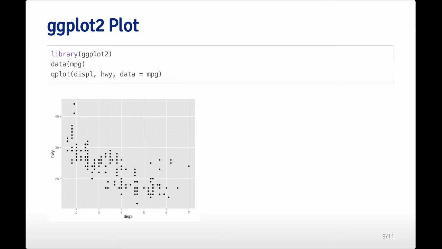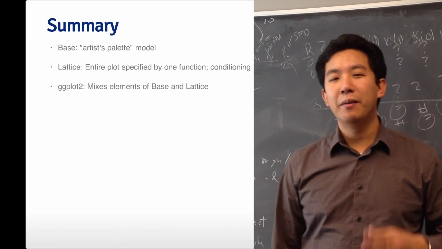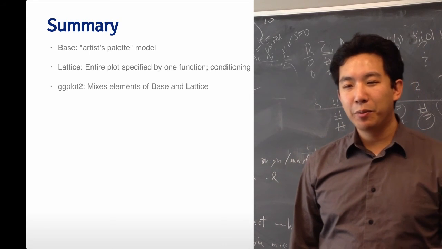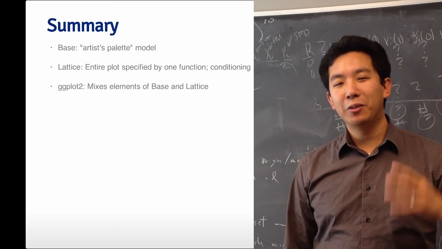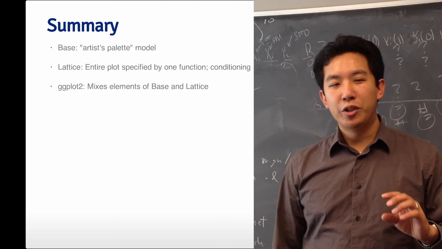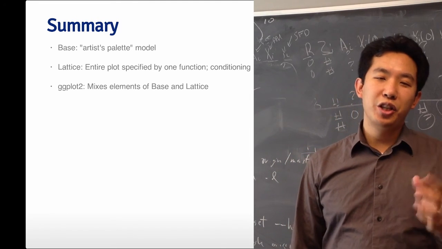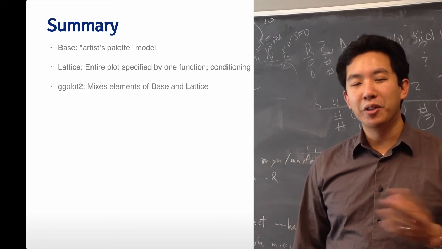So just to summarize, there are 3 basic plotting systems in R. There's the base plotting system, which has this artist palette model where you add things one by one. There's the lattice system, in which you specify an entire plot using a single function call. And then there's the ggplot2 system, which mixes some ideas from both systems.